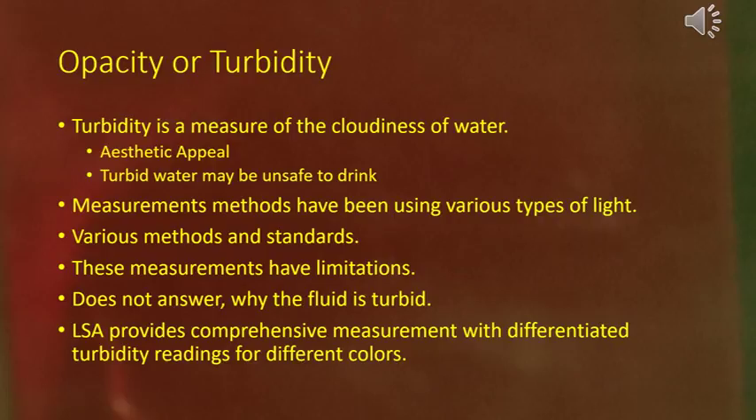Opacity or turbidity. Turbidity is a measure of the cloudiness of water. Turbidity measurement is considered very important as clarity of water has aesthetic appeal. Turbid water may be unsafe. Measurement methods have been using various types of light. Do you know that traditionally turbidity was measured by dipping a plate into water, and the point at which the plate became invisible indicated the turbidity?